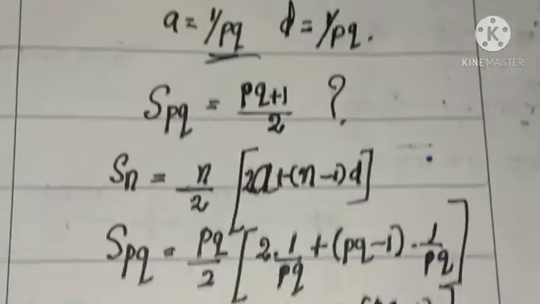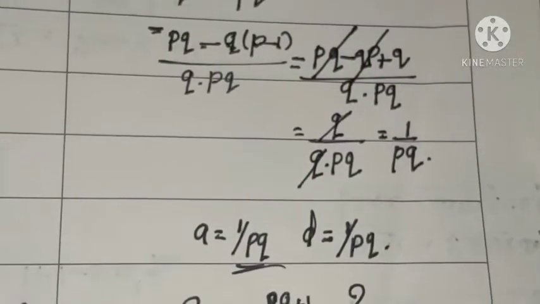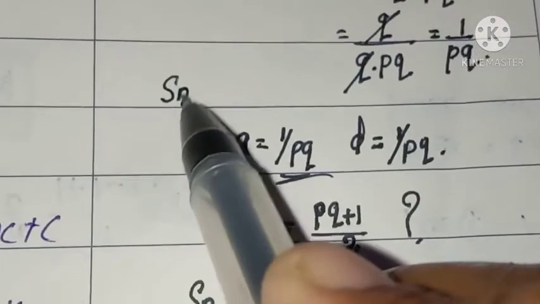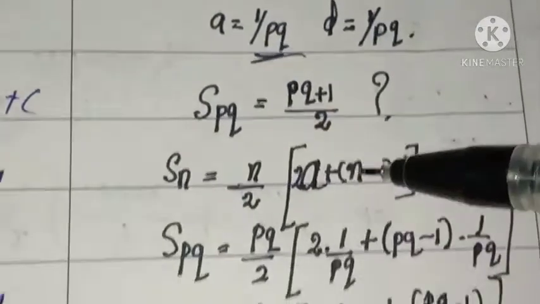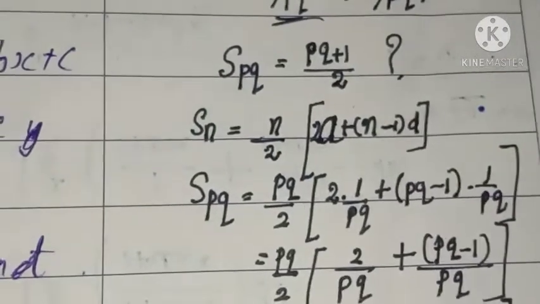Okay. So this is a method of solving the problems. Simply write the sum to n terms of whatever is given in the question and do some simplification. We will get the answer. Okay.